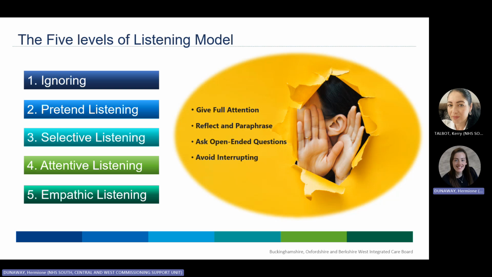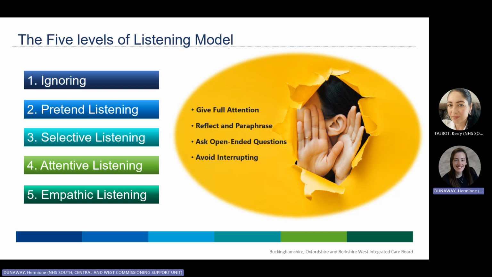We can ask open-ended questions here, encouraging employees to elaborate on their thoughts and feelings by asking questions that cannot simply be answered in a yes or no format. As managers, we can also avoid interrupting, allowing the employee to finish speaking before responding to them, showing respect, and allowing them to fully express their thoughts and feelings in discussions with us.